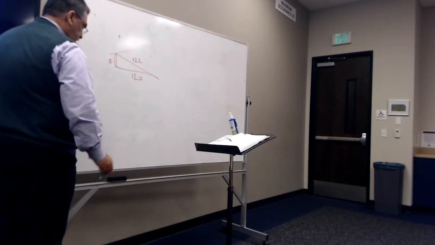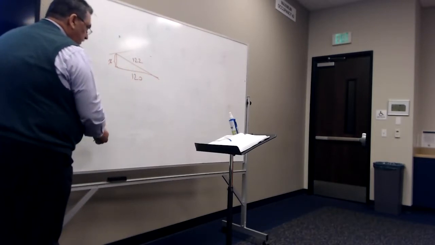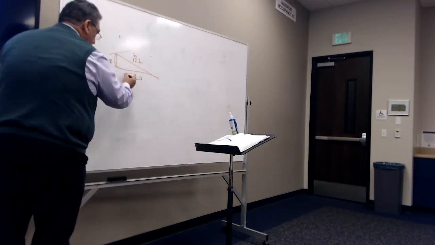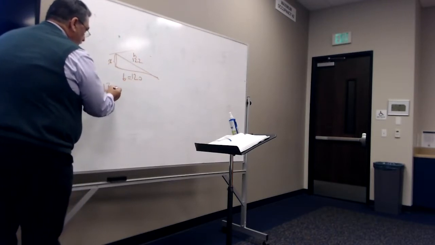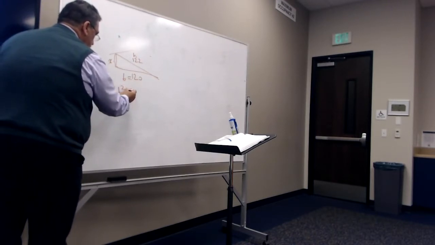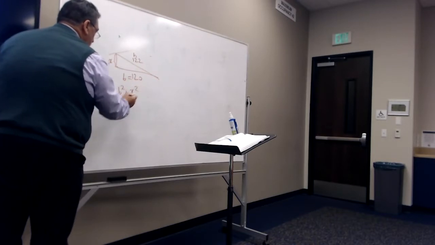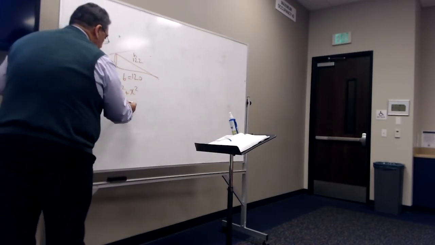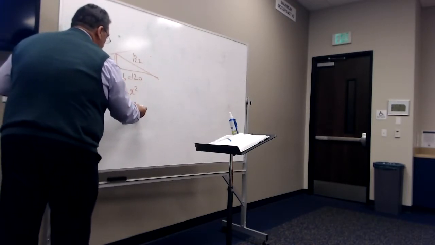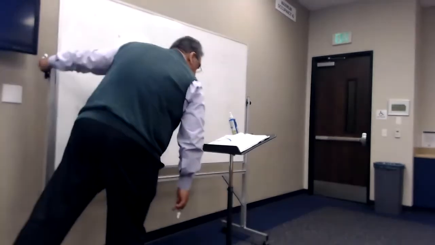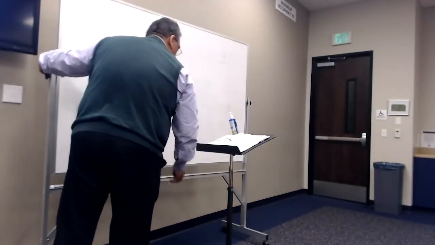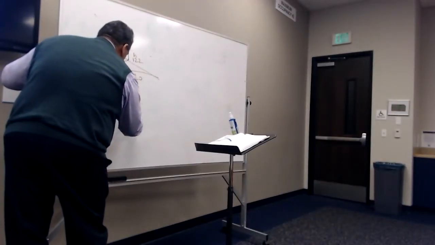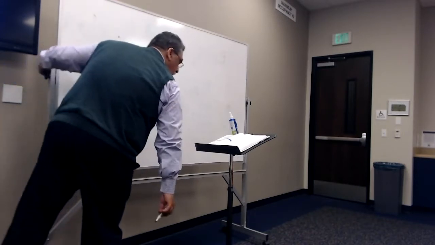Yeah, kind of. But we are using the Pythagorean theorem. If I call this h, call this b, it would be h squared is equal to b squared plus x squared. 122 to the power of 2 would be 120 to the power of 2 plus x squared, which when we do the math, x squared would be 484, or x would be 22.